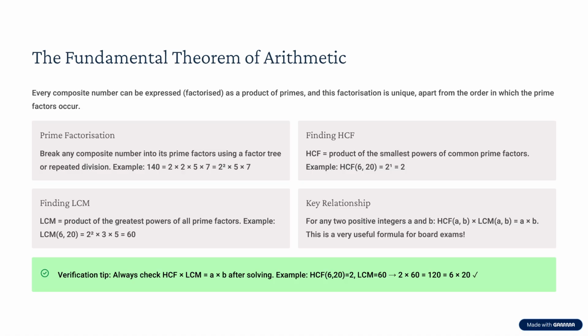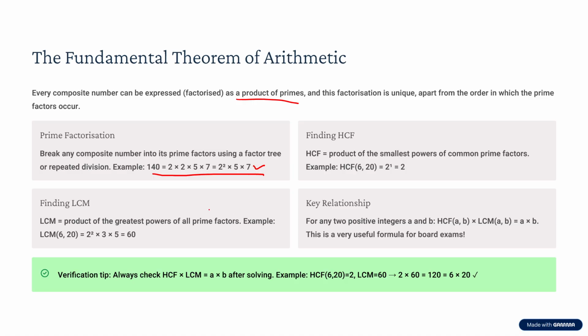So if we take this example, 2 times 2 times 5 times 7. So here what are we doing here? We are doing a repeated multiplication of prime factors we are using here, right? It's a product of prime factors.